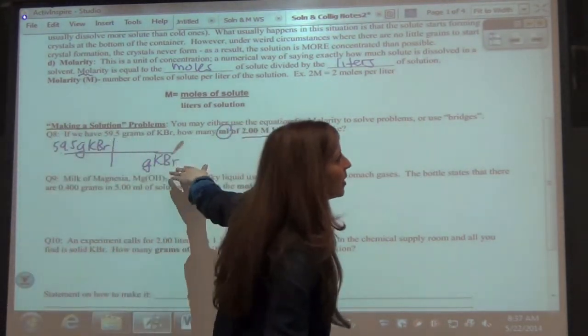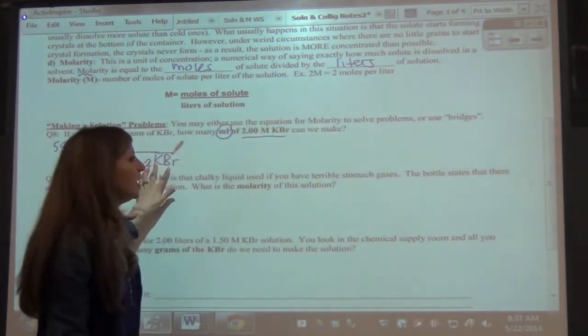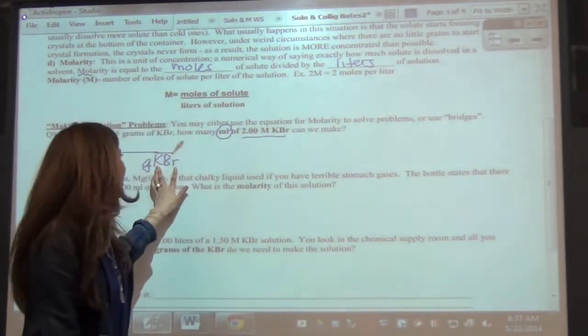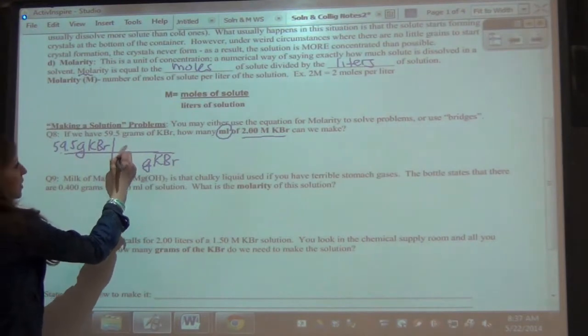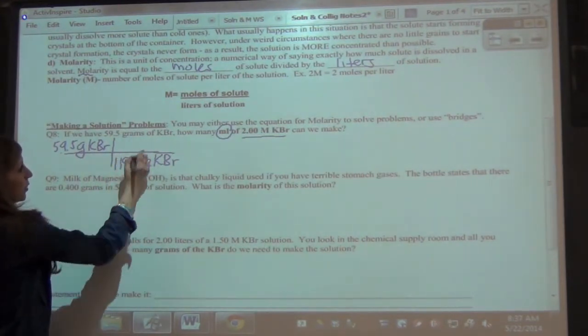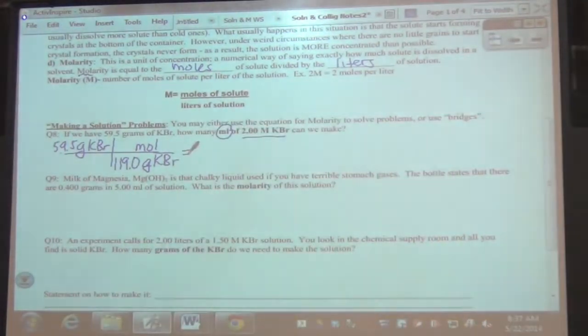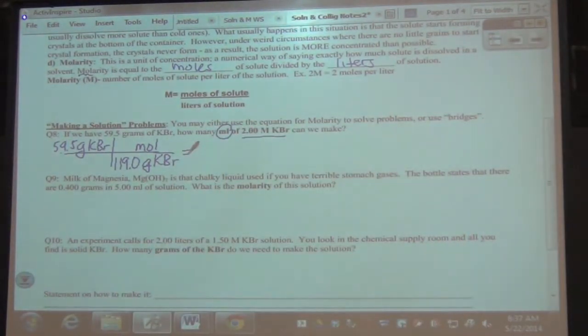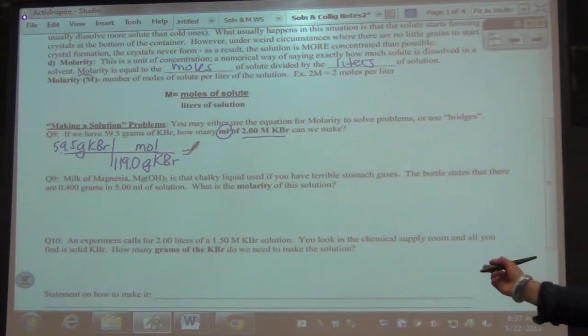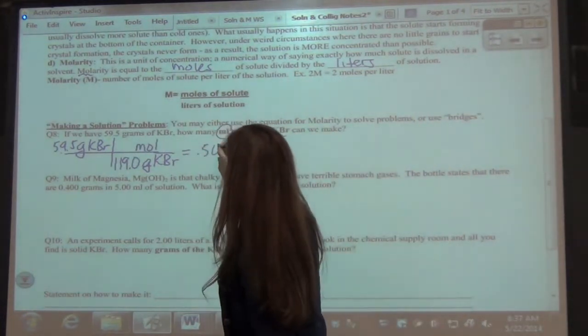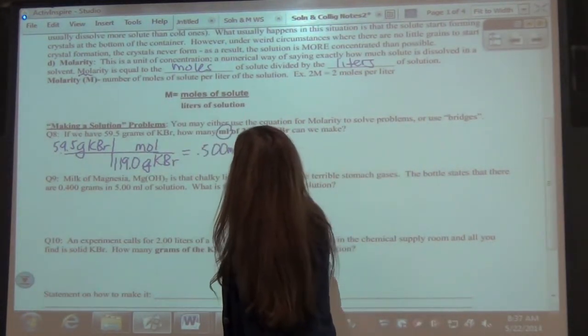And potassium is 39.1, and bromine is 79.9, and when you add them together, I believe you get 119.0 grams per mole. And then we're going to divide this, and you're going to tell me what you get when you divide. So please let me know when you divide this, what you get. 0.500, awesome. So 0.5 with 3 sig figs, we're going to say it's 0.500 moles of the KBr.